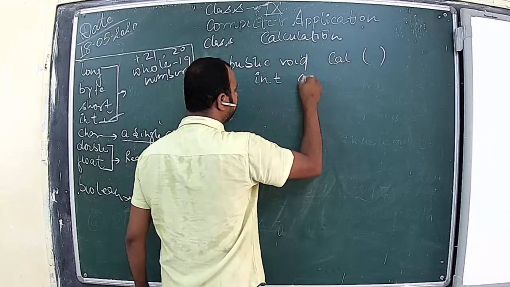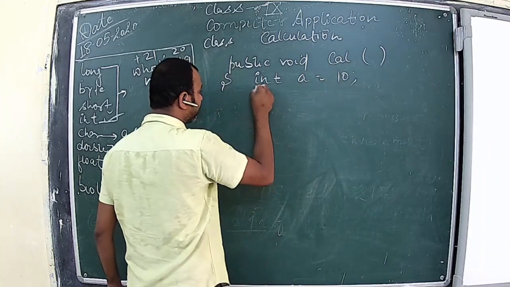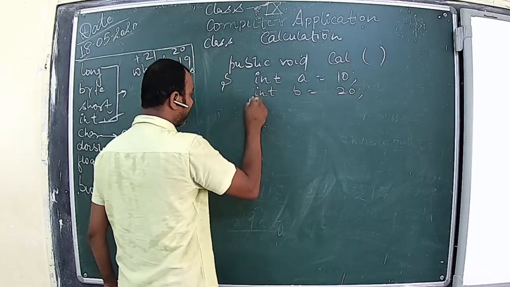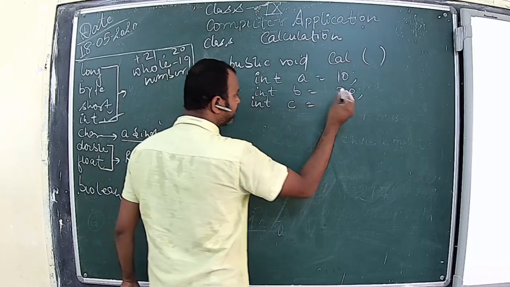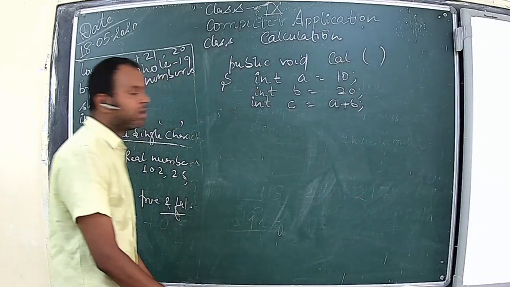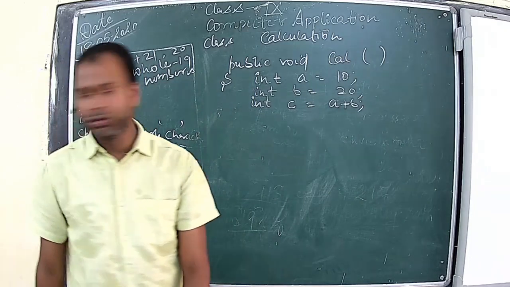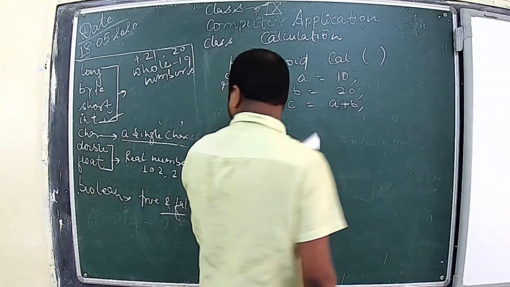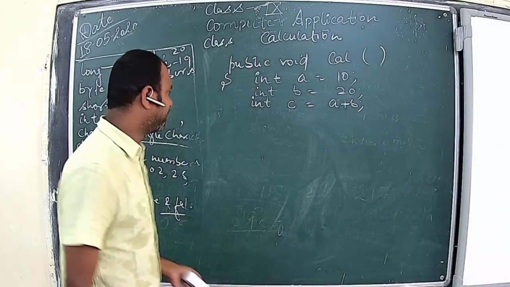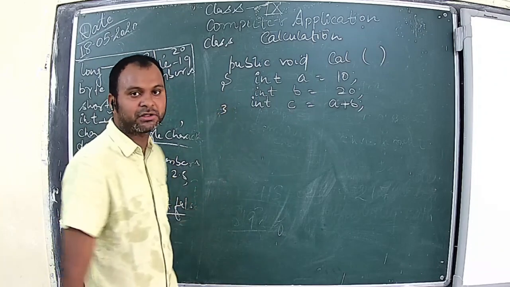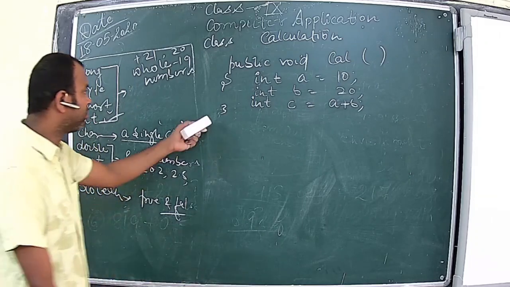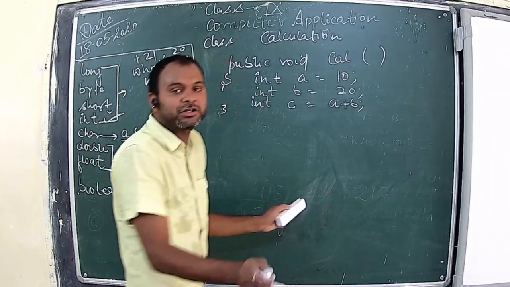Int a equals 10, then int b equals 20, then I will add: int c equals a plus b. Clear? We are adding only two numbers, not three. So c equals a plus b, and it will store 30 here. I created one method, and this method is adding two numbers. I will have one more method, and that method will multiply these two, giving the product of these two numbers.